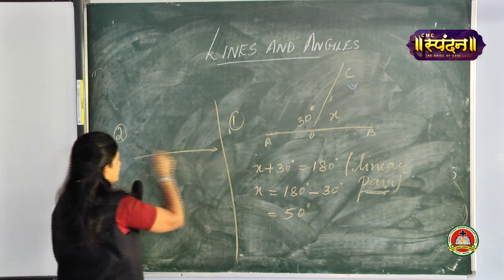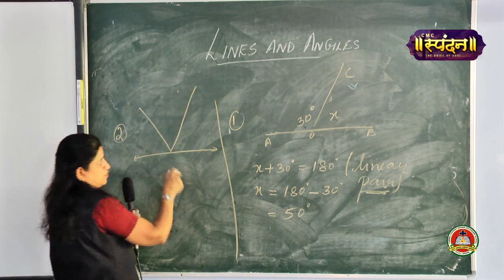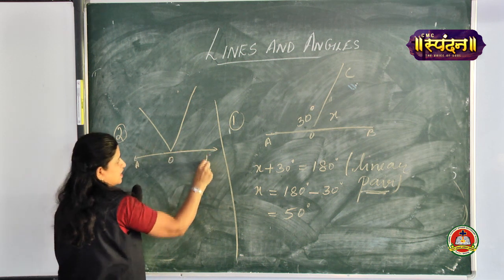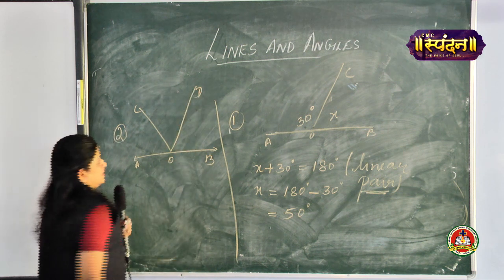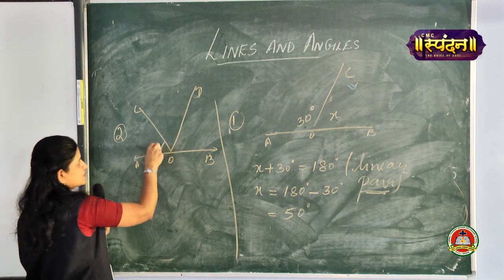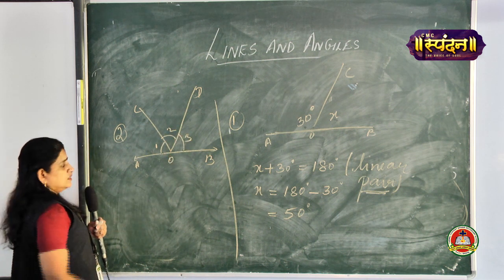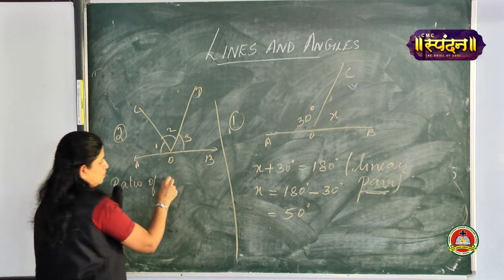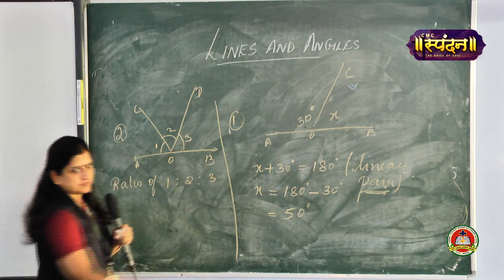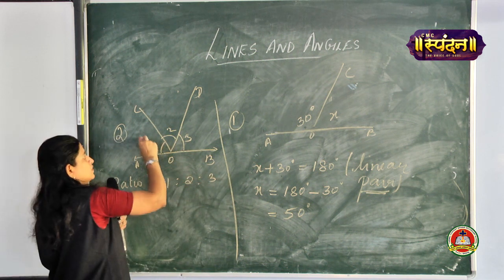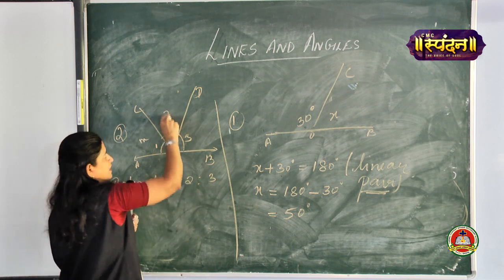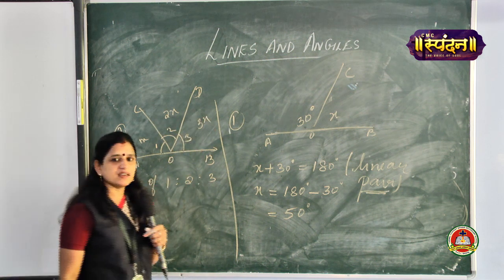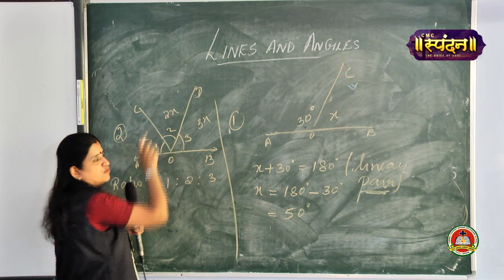Suppose I am having three angles over here, let me name them AOB, COD. The ratio of these three angles is given as 1 is to 2 is to 3. So what will be my first angle? 1x. What will be my second angle? 2x. And what will be my third angle? 3x. So whenever the ratio is given, we have to take it in the form of x.